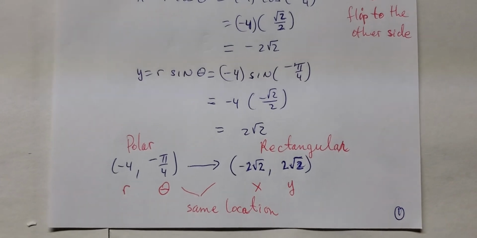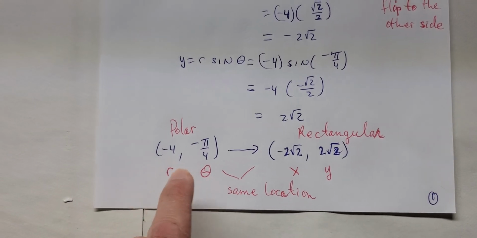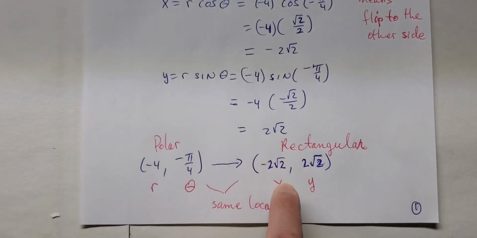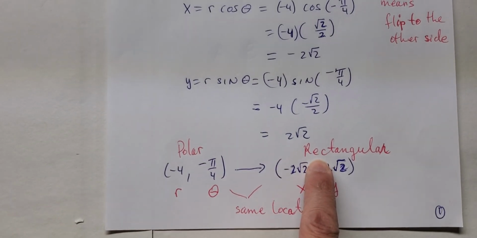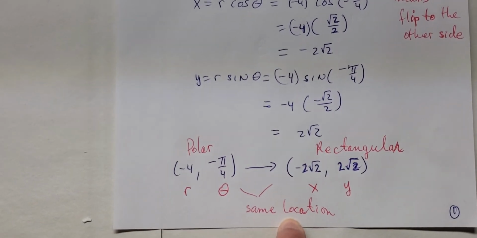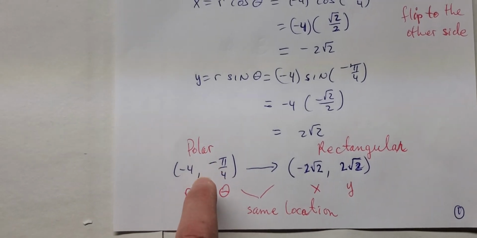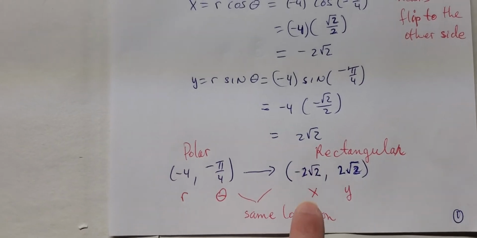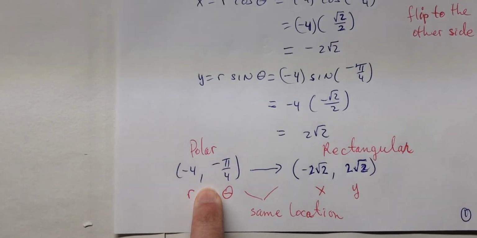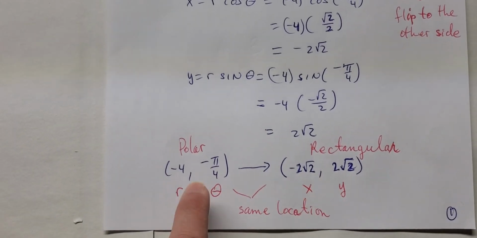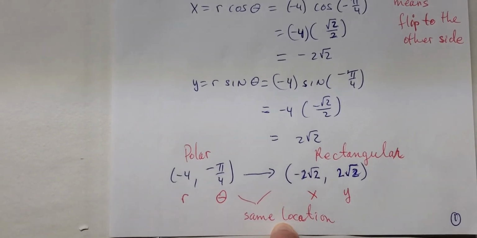One more time, be very, very careful. Polar has r, theta. Rectangular has x, y. Polar and rectangular are the same location. Do not be confused that they are different. It is different in writing, but the same location. So this is polar, this is rectangular. Different writing, but same location. So be very careful.